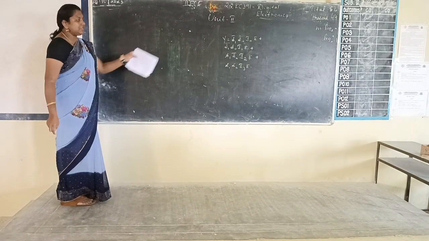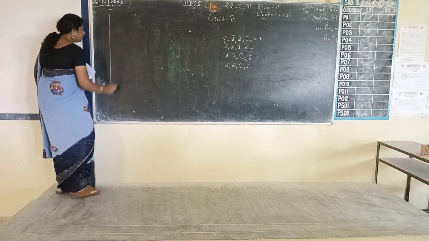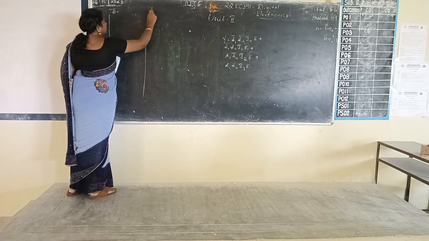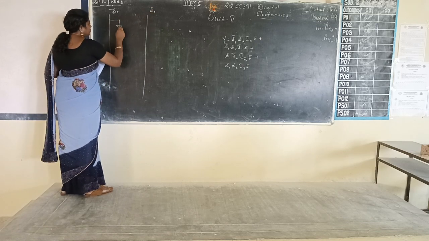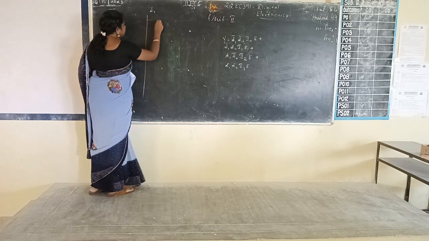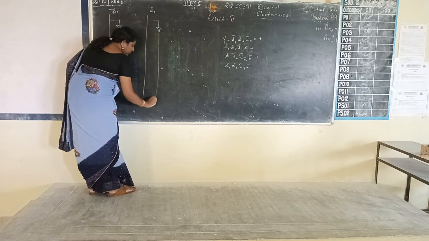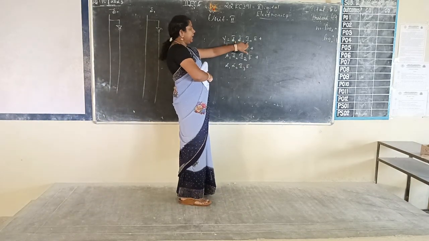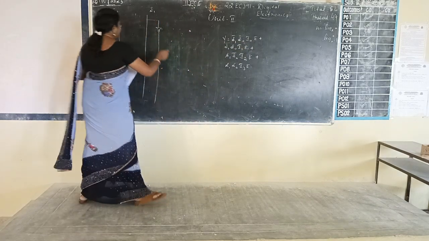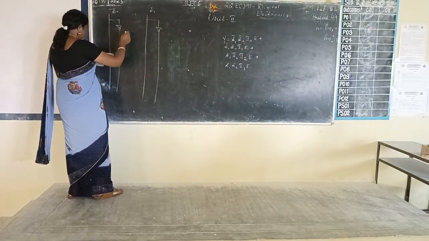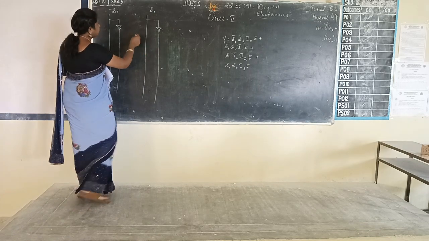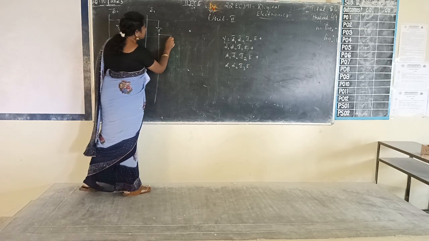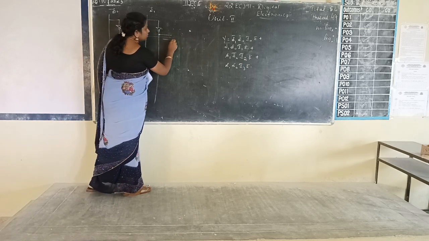Here you have two select lines, S0 and S1. We have an inverter also. So first S1 bar, S0 bar, I0 into E. First S1 bar, then S0 bar, then I0 into E.